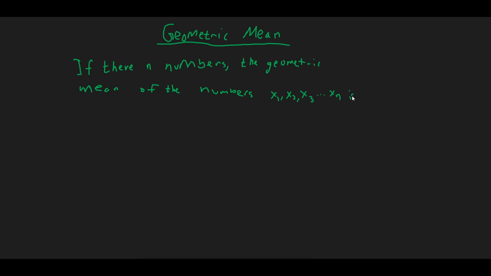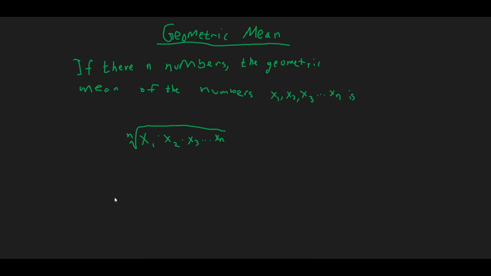is x1 times x2 times x3 all the way to x sub n, the nth x, all to the root n. Square root n. There you go. So that's the geometric mean, and it's a pretty powerful formula.